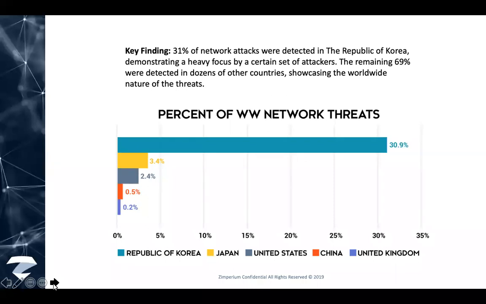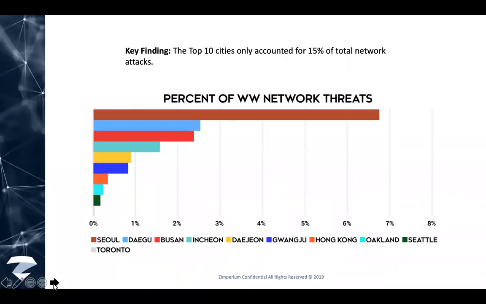Clearly, a heavy focus by a certain set of attackers. But the other remaining 69% were very evenly spread out across a bunch of different countries, showing that it is in fact a worldwide phenomenon. And when we dive down into the city side of things, you can see that as well. Obviously, Seoul is right there at the top, along with some of the other Republic of Korea cities. But then it starts to go down. Even with that factored in, 85% of the network attacks were still occurring outside of the top 10 cities. So a pretty wide distribution, even though there was a concentration in Korea.